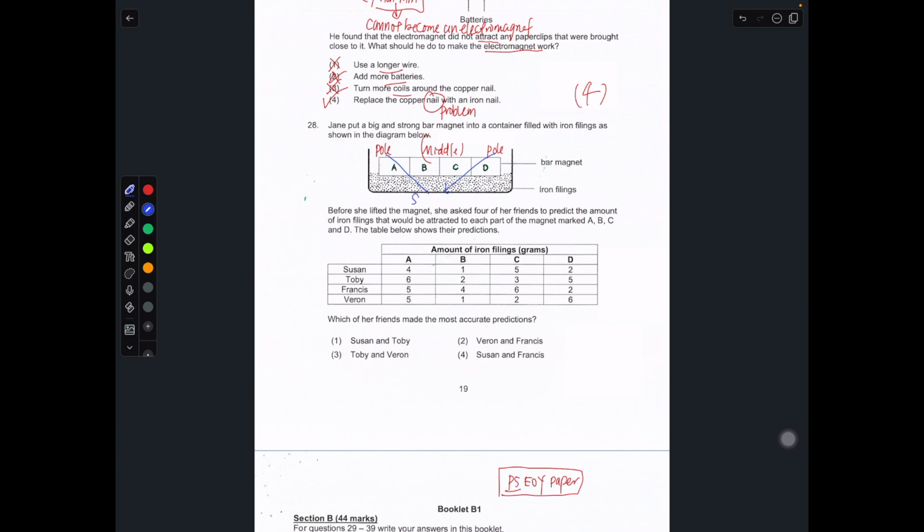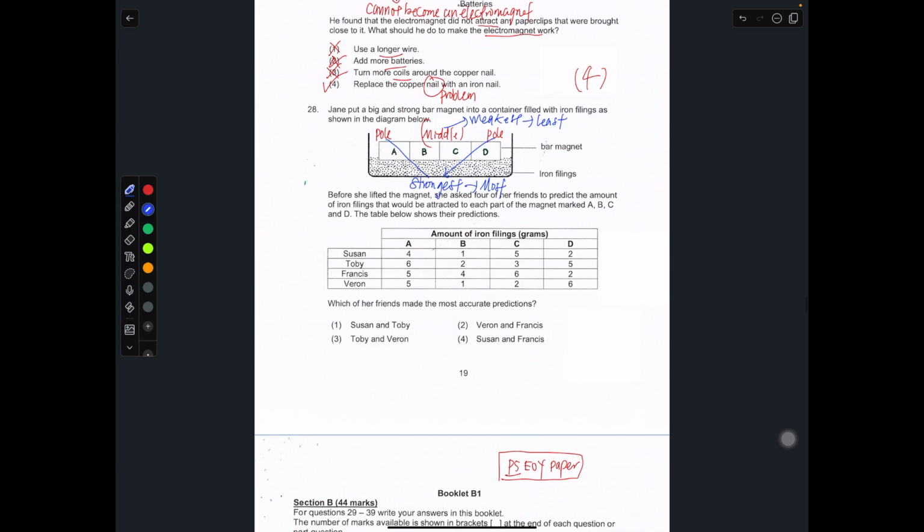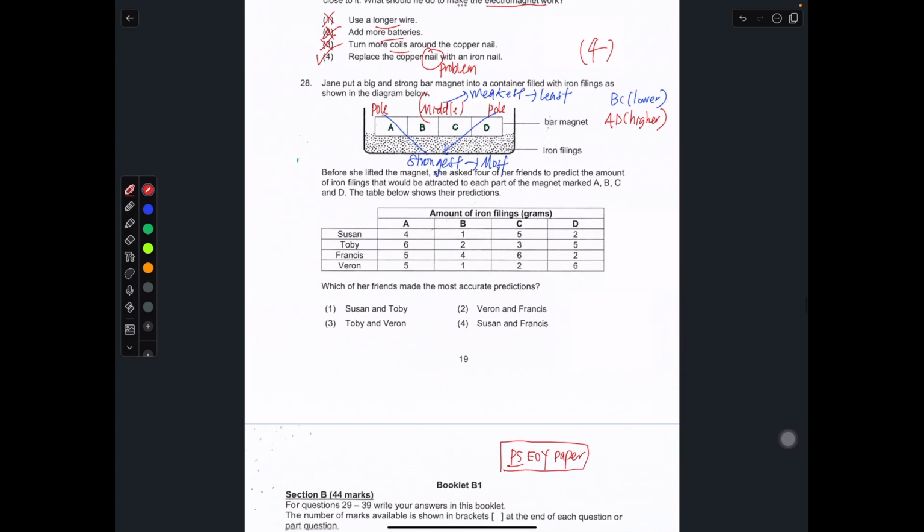So this part over here is related to this concept. The pole being the strongest, it will attract most. Middle being the weakest, it will attract the least. Okay, so over here you probably have to get a sense that B and C, the number will be lower. A and D, the number will be higher. Okay, so this is the part that you probably need to keep in mind. Okay, so let's take a look.